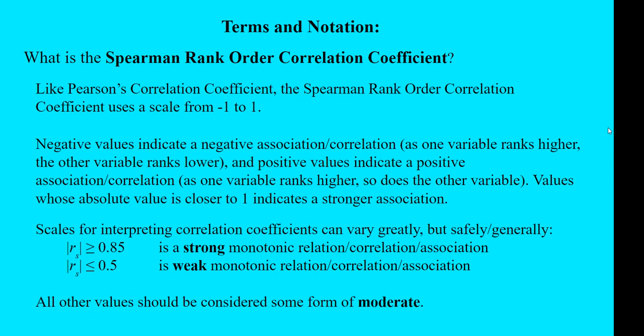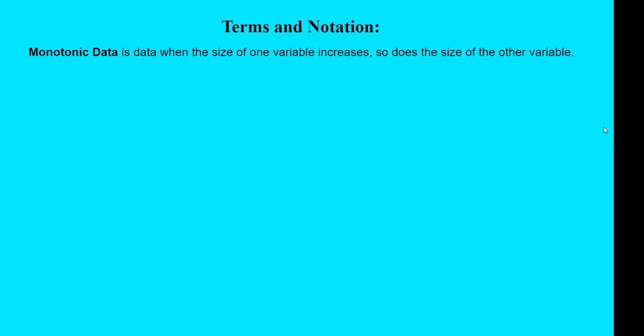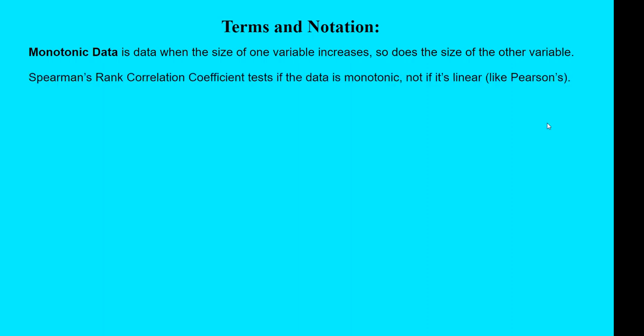We mentioned the word monotonic here, strong monotonic, weak monotonic. What is monotonic all about? So monotonic data is when the size of one variable increases, so does the size of the other variable. So that's really what Spearman's test is checking for. Spearman's rank correlation coefficient literally tests if the data is monotonic. It does not test if it's linear, like Pearson's.